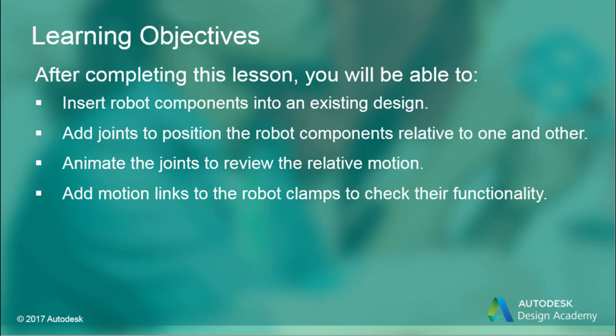In Assemblies Part 1, you assemble a pick-and-place robot. After completing this lesson, you will be able to insert robot components into an existing design, add joints to position the robot components relative to one another, animate the joints to review the relative motion, add motion links to the robot clamps to check their functionality.